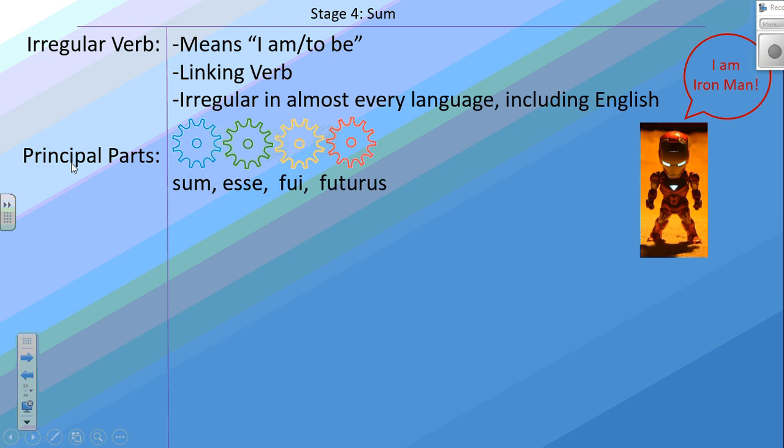So its principal parts are sum, esse, fui, futurus. Notice how I didn't put hyphens at the front of these. These are not endings. These are the full principal part form. So the second principal part is not sum esse. It's just esse, E-S-S-E. That's it. Now remember, my rule for present tense is go to the second principal part, drop the R-E. Well, there's no R-E. That's going to make it a little challenging. However, for a good bit of them, you can actually go to the second principal part and drop the SE and you'll be okay. That doesn't always work throughout the whole conjugation of sum, so let me show you.